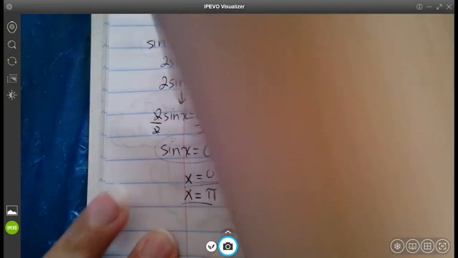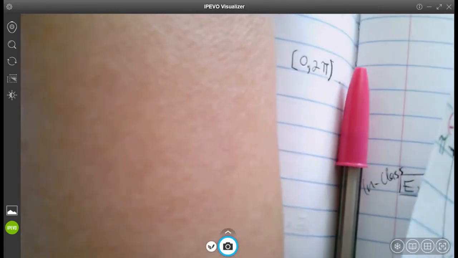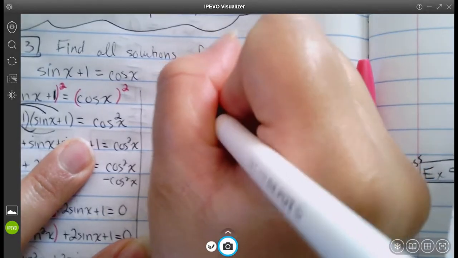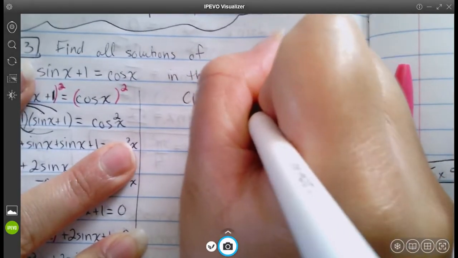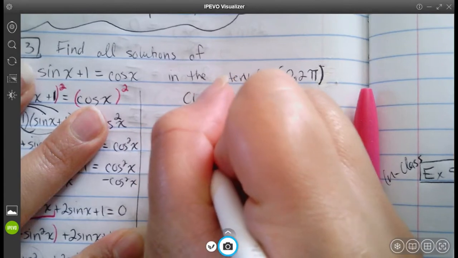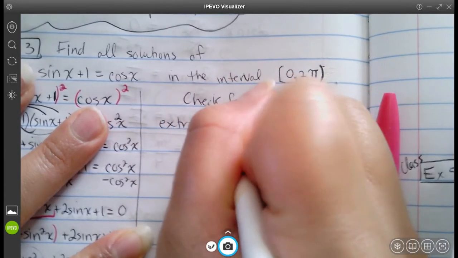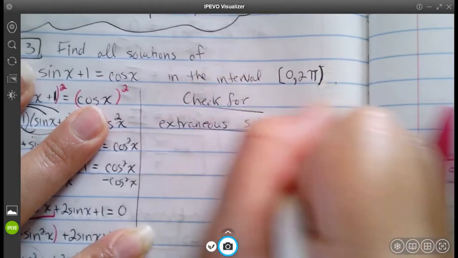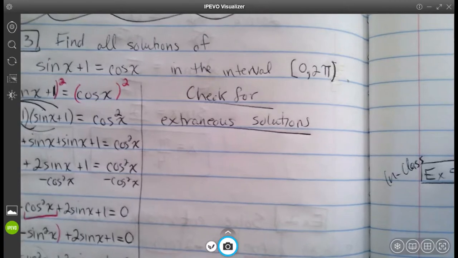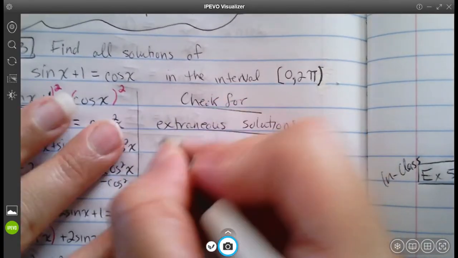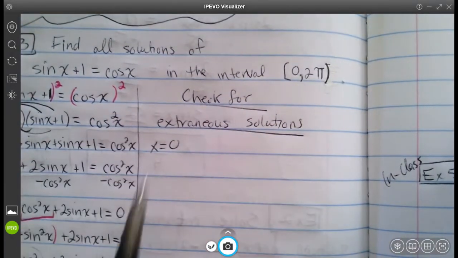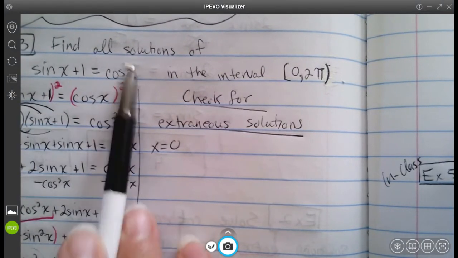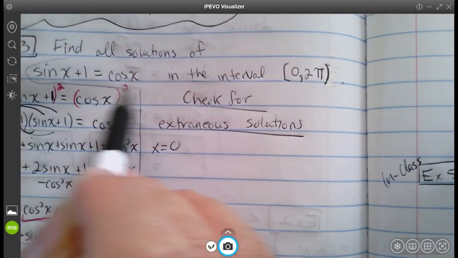Okay, we're going to go ahead and check these now. That is what the other column here is for. We're going to check for extraneous solutions. I can never spell that word. It might have two N's, I'm not sure. But check for extraneous solutions. So we do that by taking each x. We're going to start with x equals 0 and plugging it into the original equation. The original did not have the squares. So remember, this is the original one up here.